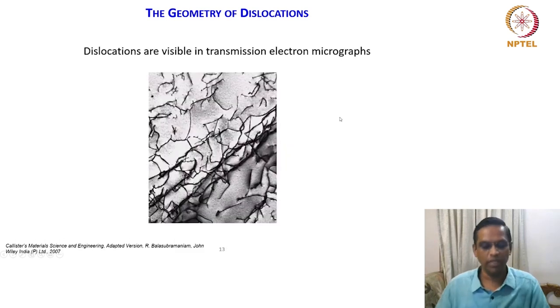How do we see these dislocations? Dislocations are visible in transmission electron micrographs. What you are seeing here is a bright field transmission electron micrograph. Typically, the dislocations are visualized in this manner with a dark contrast, exhibiting dark lines. This is how it looks, at least.